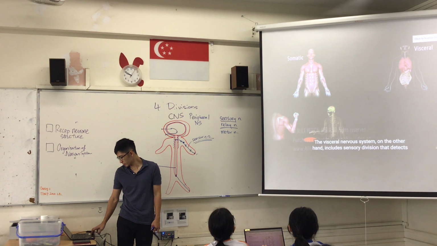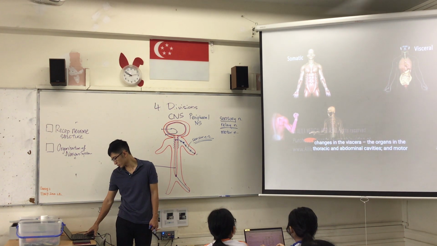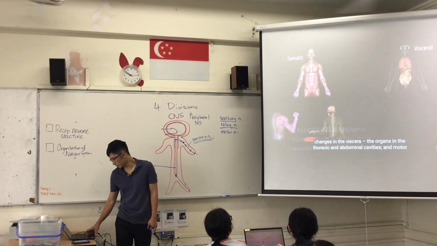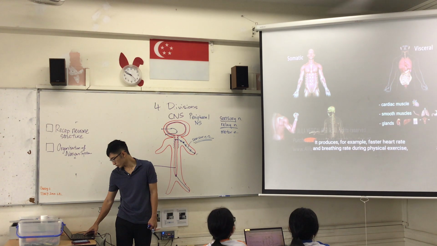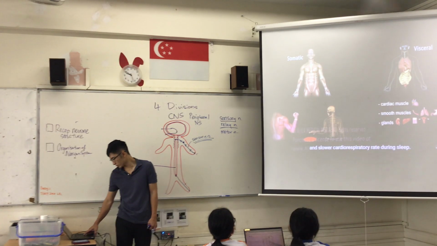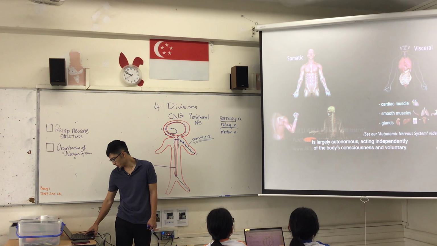The visceral nervous system, on the other hand, includes a sensory division that detects changes in the viscera, the organs in the thoracic and abdominal cavities, and a motor division that controls cardiac muscle, smooth muscle of internal organs, and glands. It produces, for example, faster heart rate and breathing rate during physical exercise, and slower cardiorespiratory rate during sleep. The visceral motor division is also known as the autonomic nervous system because it is largely autonomous, acting independently of the body's consciousness and voluntary control.